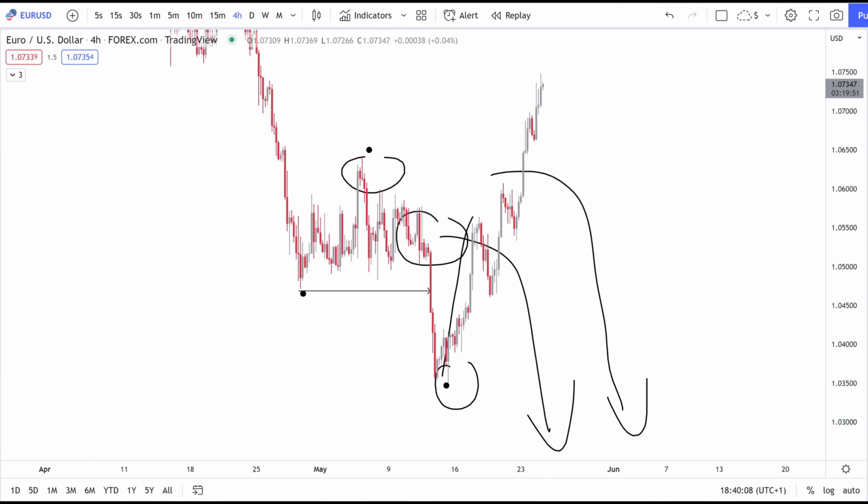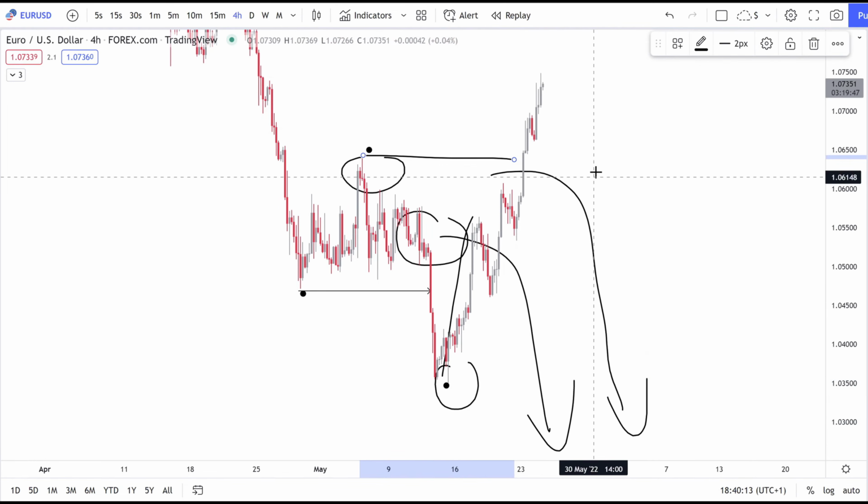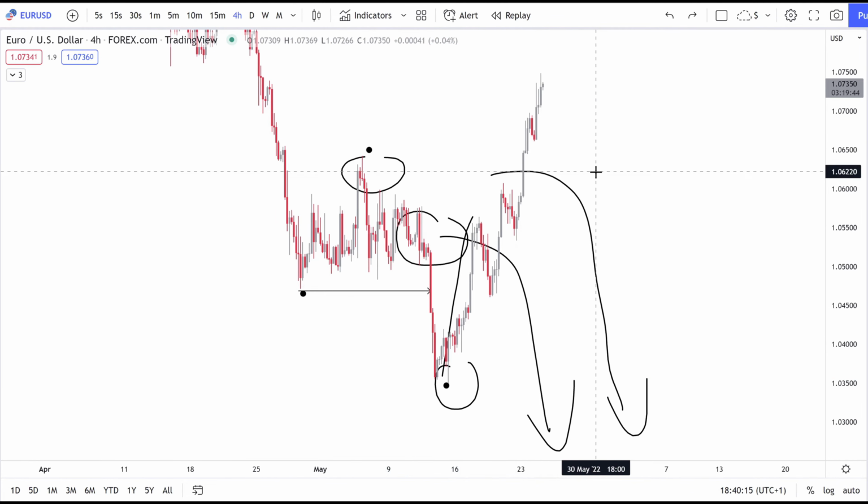Right? But we don't know that this is going to happen. We don't know that we're going to end up breaking structure and continue bullish. We don't know that. Okay. Now, there are things that you can use, which I'll speak about at the end of the video, which could potentially suggest that can happen. But we don't want to overcomplicate it.